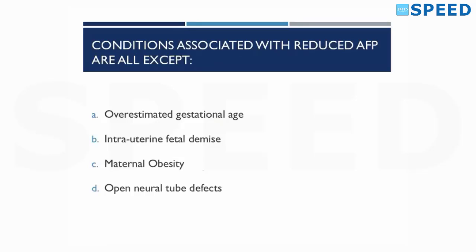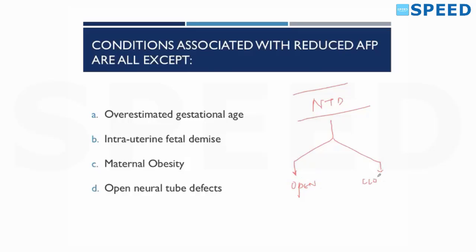Conditions which are associated with reduced alpha fetoprotein are all except: the options are overestimated gestational age, trisomies, fetal wastage, maternal diabetes, intrauterine fetal demise, maternal obesity, or open neural tube defects. Now, in the previous class, I had told you that neural tube defects are of two types. One type are the ones which are directly communicating with the amniotic fluid because they are not covered with skin; those are called open neural tube defects.